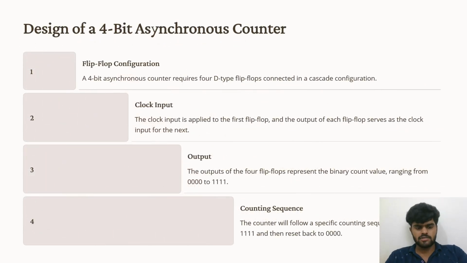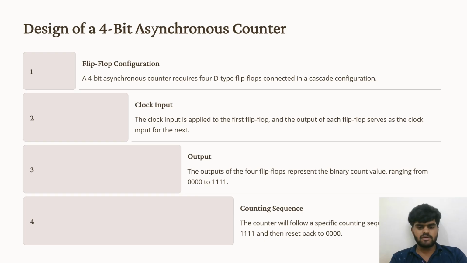Two. Design of a 4-bit asynchronous counter. Flip-flop configuration. A 4-bit asynchronous counter requires four D-type flip-flops connected in a cascade configuration. Clock input. The clock input is applied to the first flip-flop, and the output of each flip-flop serves as the clock input for the next.